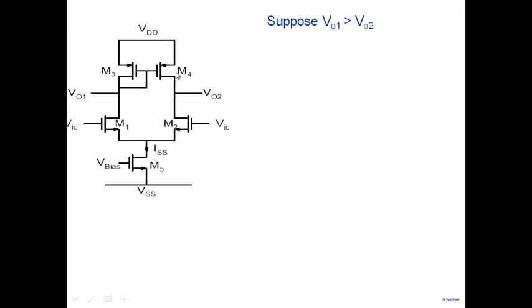If I look at M3 and M4, what I see is the transistors are identical, their source voltages are the same, their gate voltage is also the same, right? And therefore, I can say the following here. The other thing I will note here is if V01 is larger than V02, the source to drain voltage of M3 will be smaller than source to drain voltage of M4.